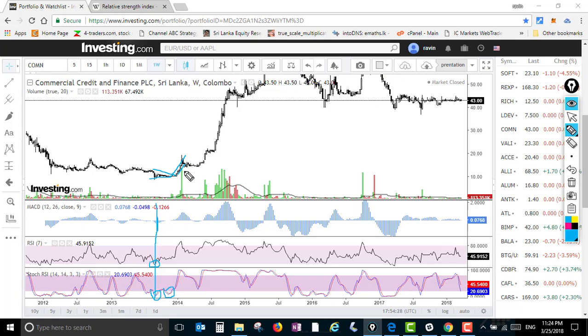What has happened? As I told you, MACD is a lagging indicator, and RSI and stochastic RSI are leading indicators. In a trending market, there is no use of these leading indicators. Why am I saying that? For example, you can see here MACD is not giving us a crossover, so it doesn't say it is going to reverse. But RSI and stochastic RSI are in the oversold area, which says it's now going to reverse. If you are in a profit, you have to exit.